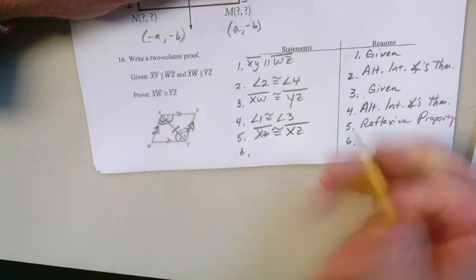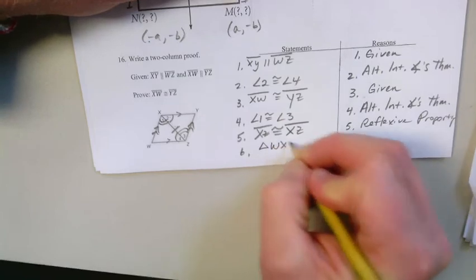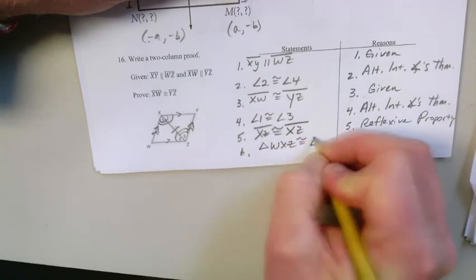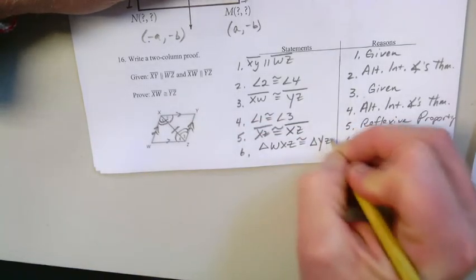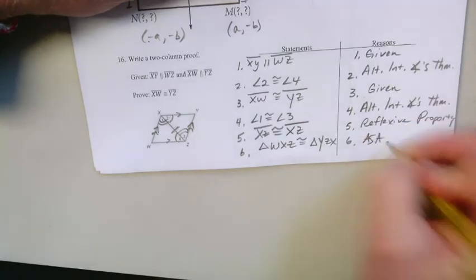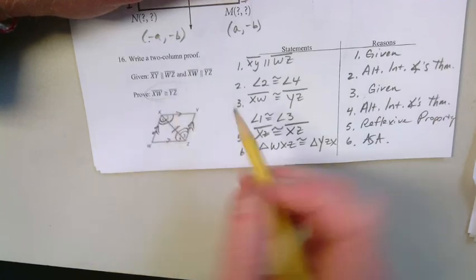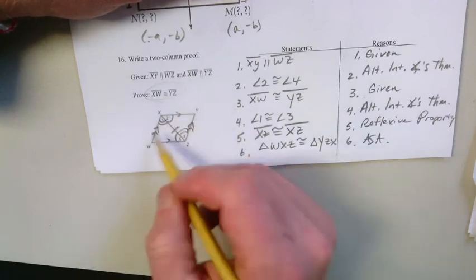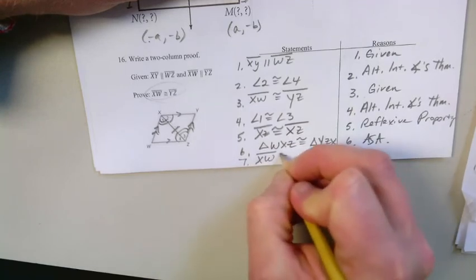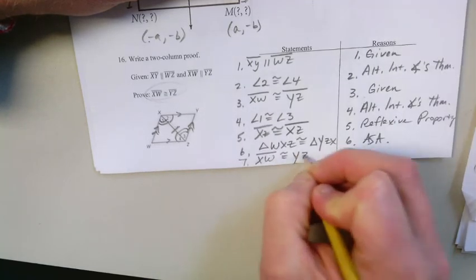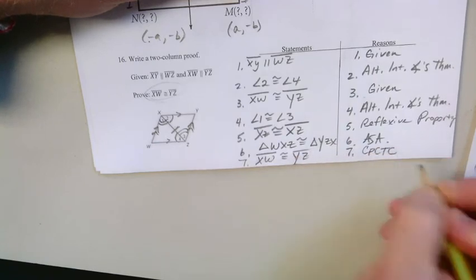Okay, and after that, I would then know that the triangles are congruent by what's called angle, side, angle. Angle, side, angle. So I'm going to say triangle WXZ is congruent to YZX by angle, side, angle. Okay? And if the triangles are congruent by angle, side, angle, these segments, XW and YZ, have to be congruent by CPCTC. Okay?